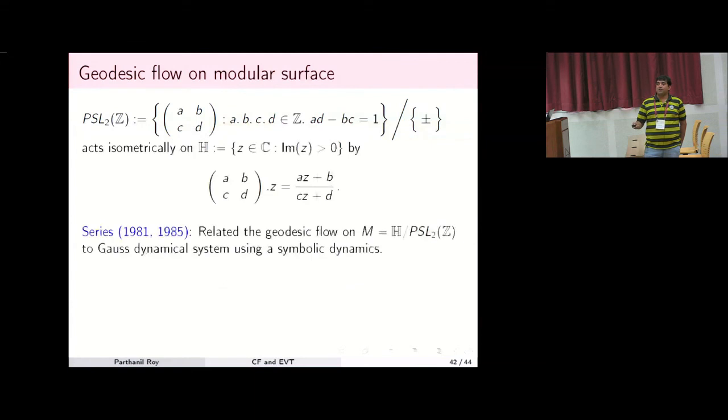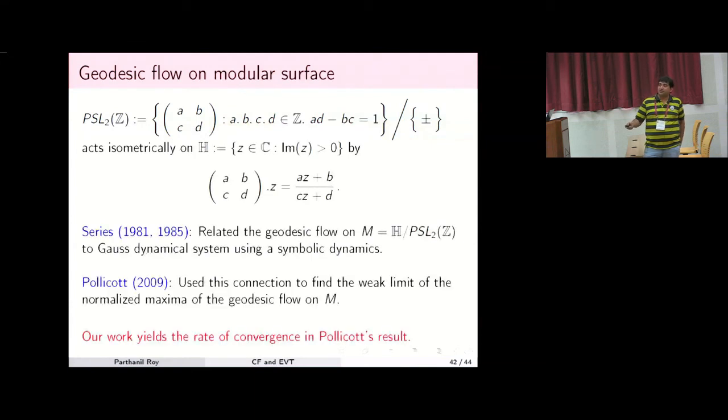Okay, geodesic flow or modular surface, I'll just skip this slide. So there is something called geodesic flow on the modular surface. I don't want to talk about what it is, but for that, there is an extreme value theory result by Pollicott. He is a very famous dynamical systems theorist. Our work quickly yields a rate of convergence in Pollicott's result as well. This is an important quantity in hyperbolic geometry and number theory. Apparently the maximum, Anish tells me, has some number theoretic interpretation, which I don't know. Don't ask me, ask Anish.